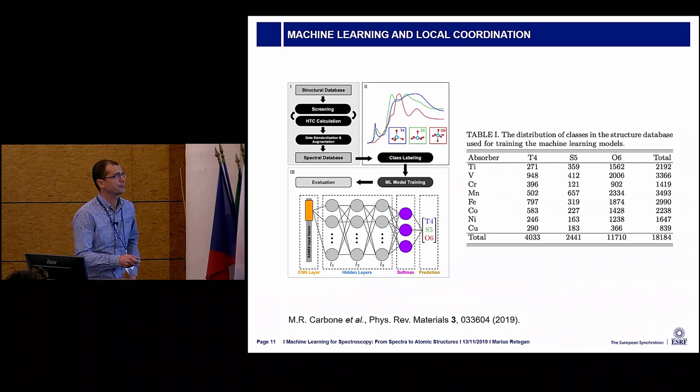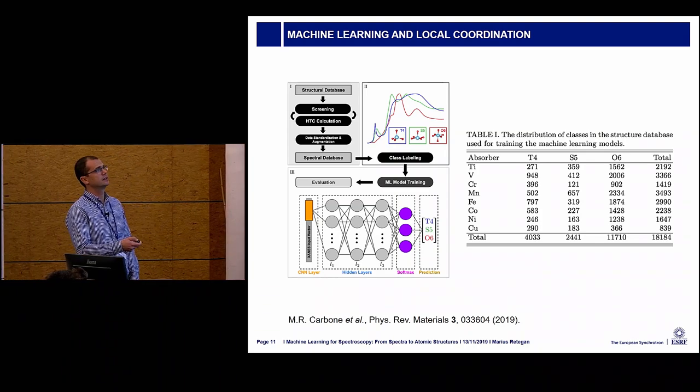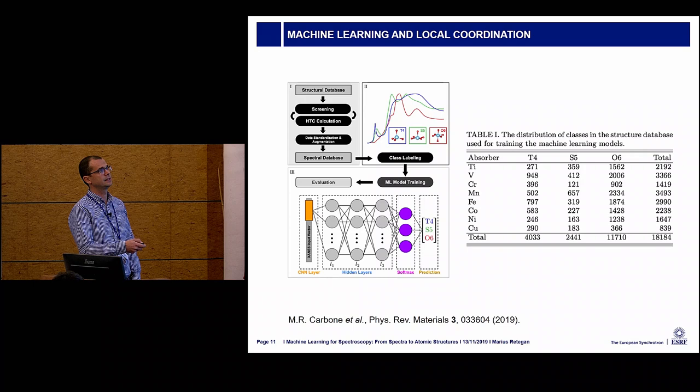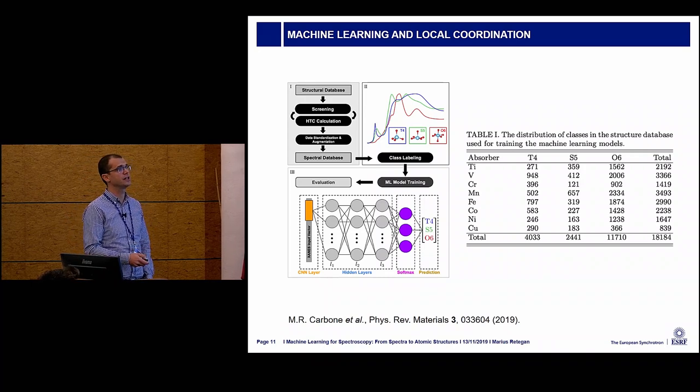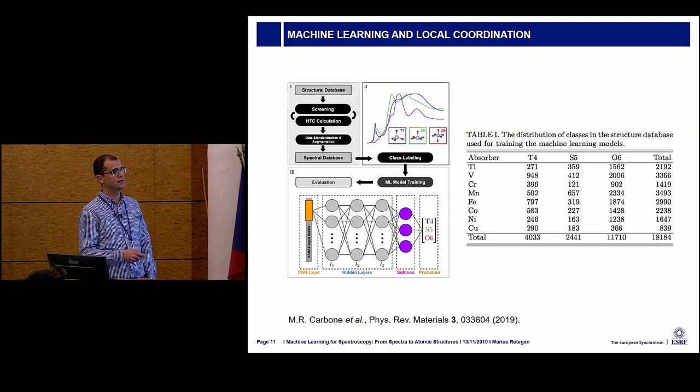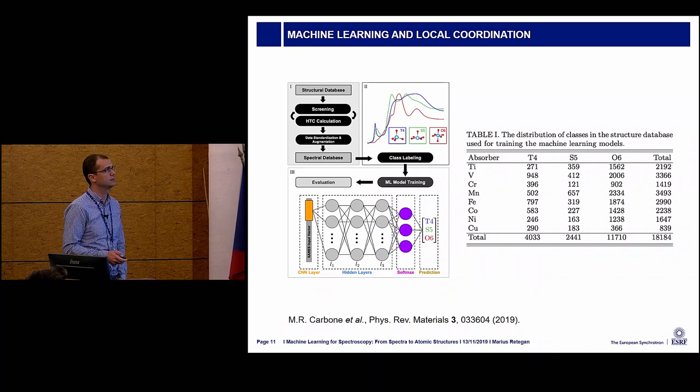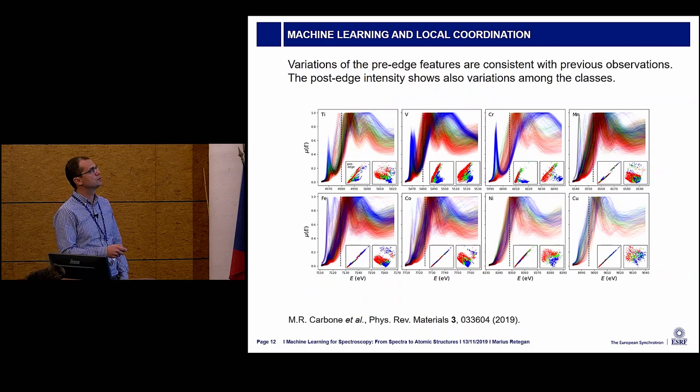So here is just a table of the number of spectra they had for the different absorbers and the type of local coordination environment, which added up to something like 18,000 spectra in the end, augmented by shifting them by plus or minus 1 eV on the energy axis. Now, I just want to show you that by plotting all the spectra from the different families for a given absorber, you can distinguish the differences in the pre-edge region between the classes.